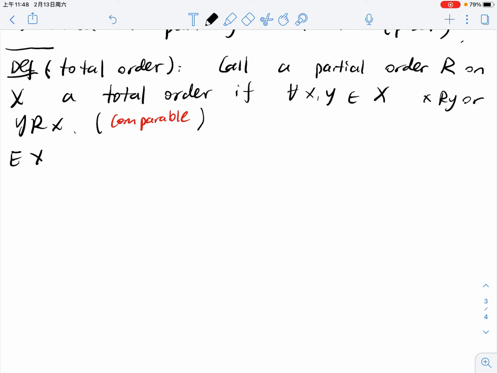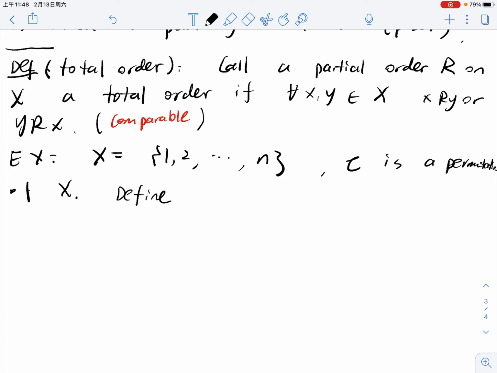Okay, next let's look at some examples. So first, suppose you have a set X of n elements and fix a permutation of X, and then we can define a relation R on X by the following rule as follows.